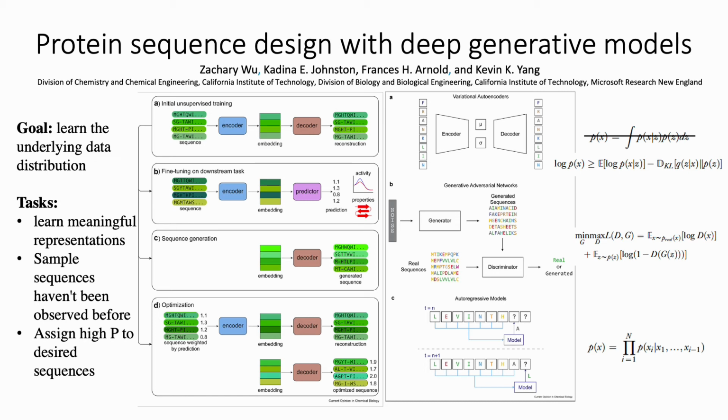The discriminator has a maximize objective, so that D of x is close to 1 and D of G of z is close to 0. And for the generator, it has a minimize objective, so that the D of G of z is close to 1, because the fake data wants to fool the discriminator into thinking the fake data is real. And the last one is the autoregressive model.